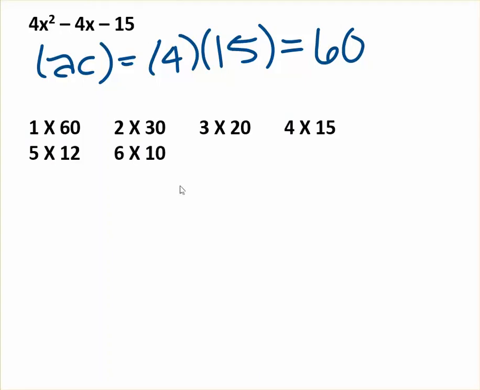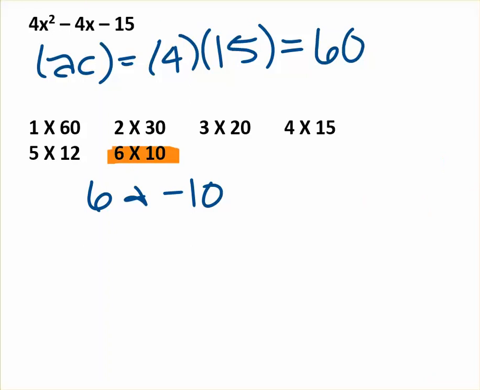Okay, so I typed out all of my factors. And what I'm looking for is, if one of them was positive and one was negative, a difference of 4. I want my middle term to add together to equal negative 4. So that tells me that this would work. If I had negative 10 and positive 6, I would get a difference of 4. Okay, so we're going to use 6 and negative 10.